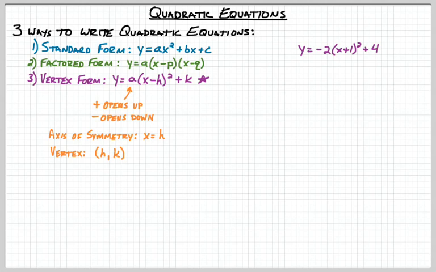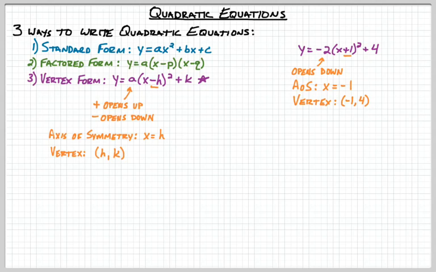y equals negative 2 times x plus 1 squared plus 4. Okay, so we know from a negative 2 that this thing is going to open down. We know that we have our axis of symmetry at the line x equals, well again, this is a positive, and our natural state is a negative h, so a positive and a negative, so that means our axis of symmetry is going to be a negative 1. Our vertex is a negative 1, 4.